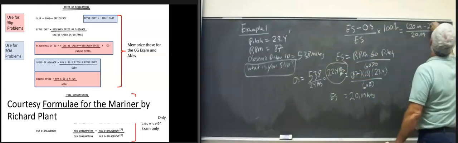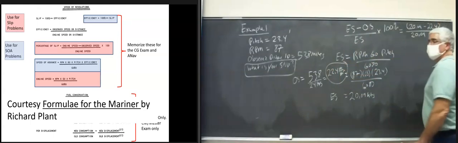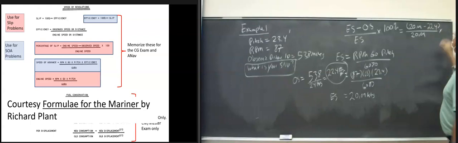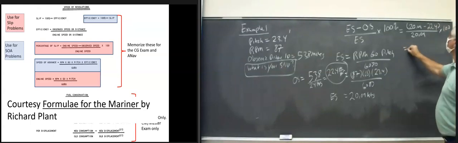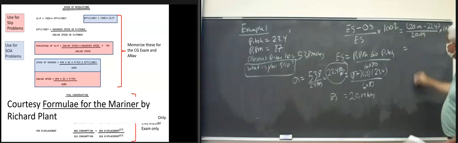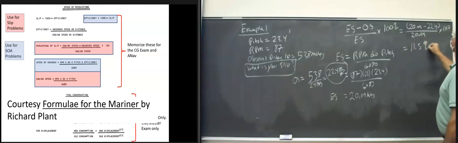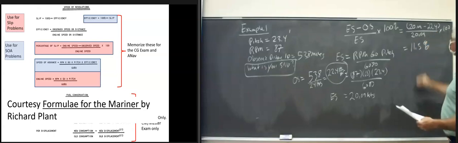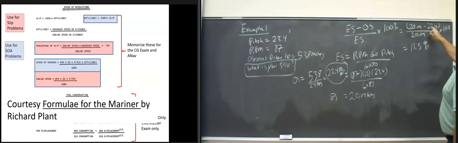22.4, times 100. Plug and chug, 11.5. And 20 minus 22 is negative, so it's negative. Done.